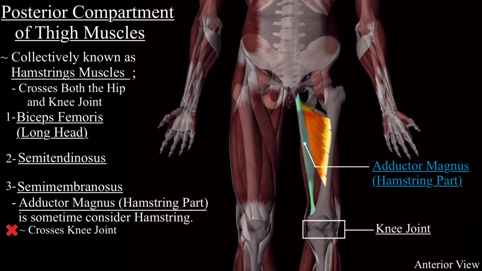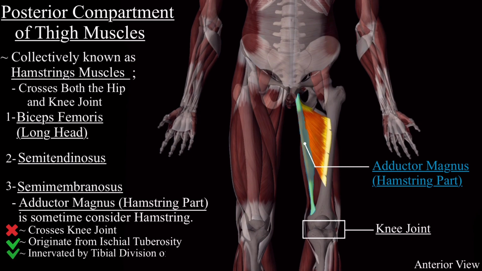Like other hamstring muscles, it does originate from the ischial tuberosity. It is innervated by the tibial division of the sciatic nerve, and it does produce extension at the hip joint. Because of these features, it is sometimes considered a hamstring muscle. But since it does not cross the knee joint and does not contribute to flexion of the leg, that's why it is not a true hamstring muscle.